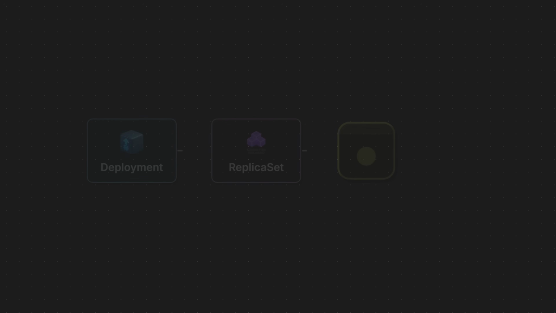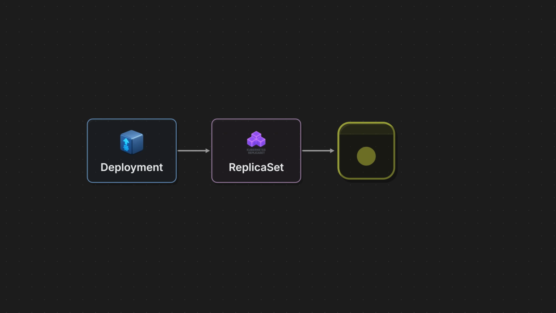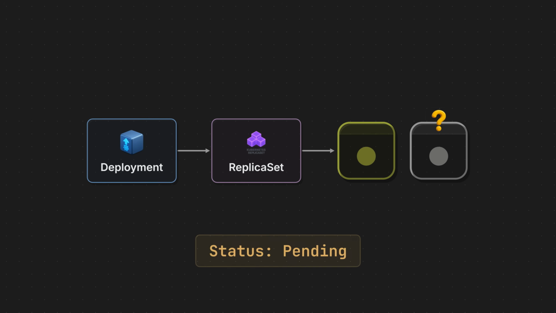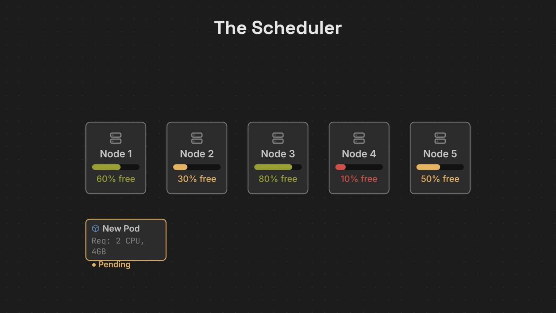So now we've seen how a Deployment creates pods through ReplicaSets. But there's a step we've been skipping over. When a new pod is created, it doesn't have a home yet. It's just an object in the API. Something needs to decide which node it runs on. It doesn't have a node yet. It sits in a pending state. This is where the scheduler comes in. The scheduler's job is very simple. Find the best node for this pod.